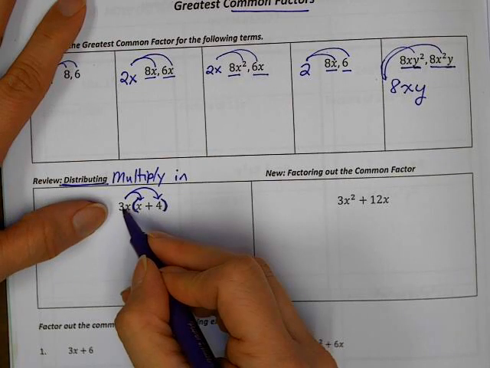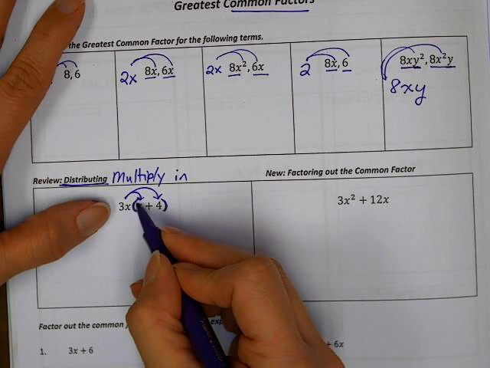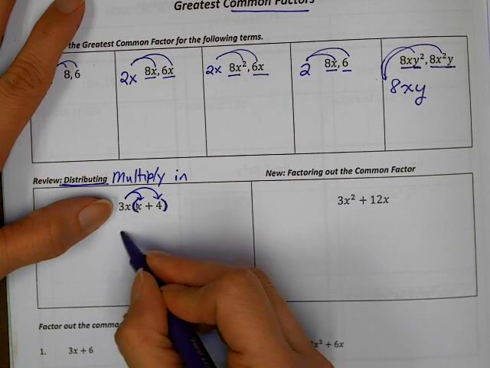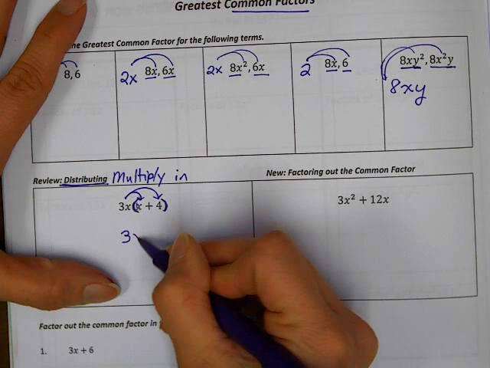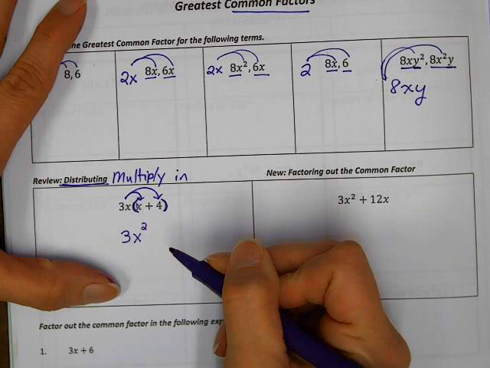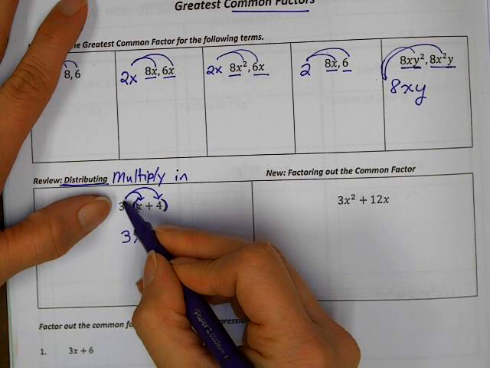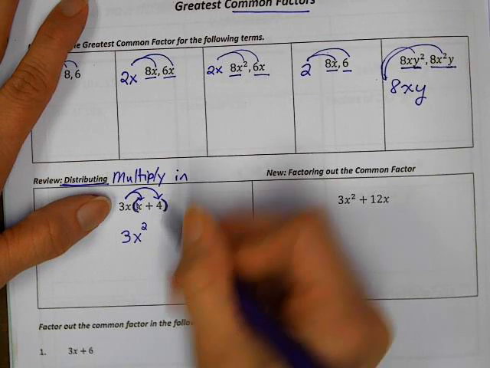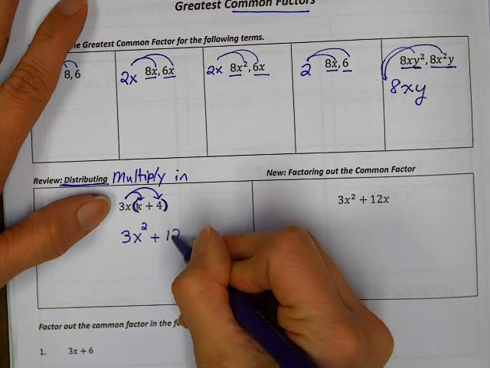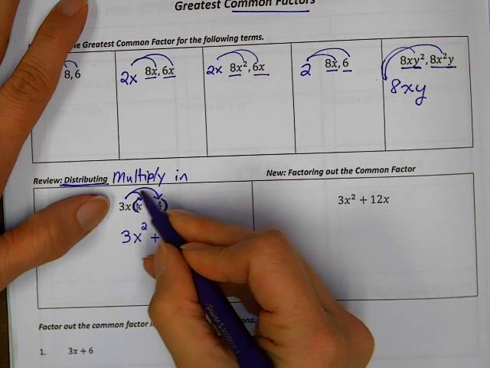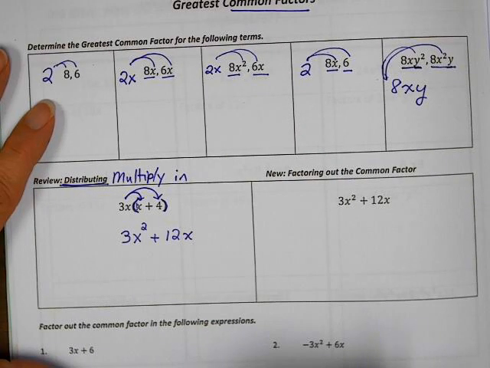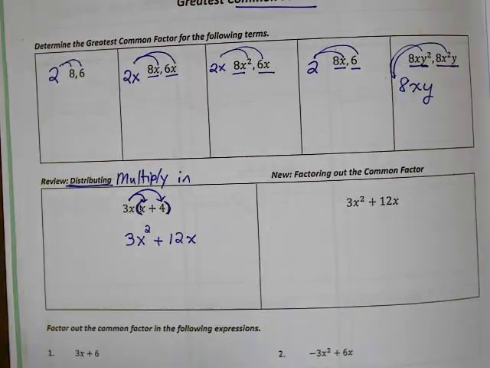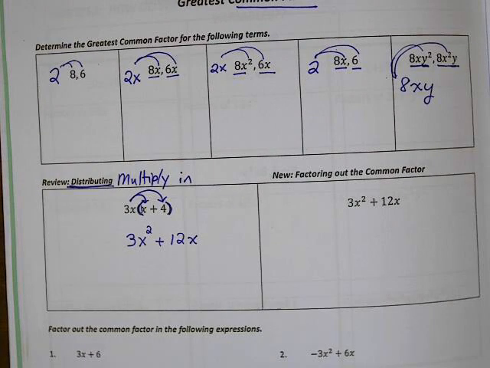So 3 times invisible 1 is 3. X times x is x squared. Okay, 3 times positive 4. That's going to be positive 12. And then give him an x, so he's only got the 1x. These are not like terms. They cannot be added together. Okay, so distributing is what we've been doing.